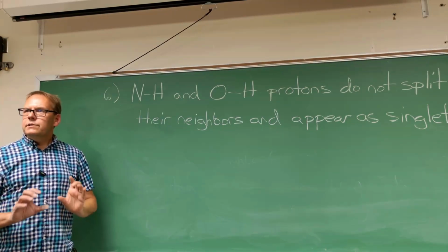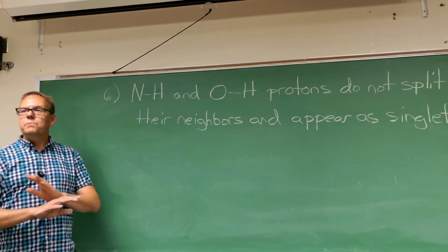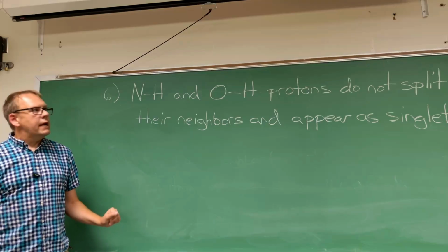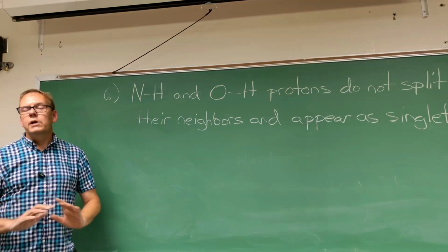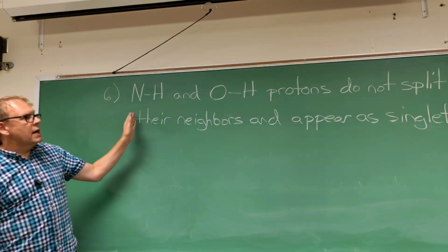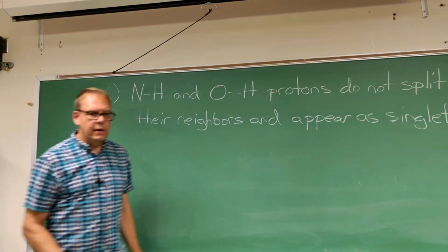So basically, just make sure you're not confused by that. OHs and NHs usually don't split each other. For purposes of this class, that'll always be true. In reality, there are some cases where NHs and OHs will split their neighbors and appear as split signals, but we're not going to look at any examples like that. So NH and OH protons for this class don't split their neighbors and appear as singlets.